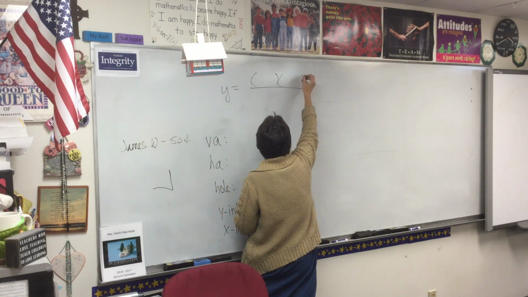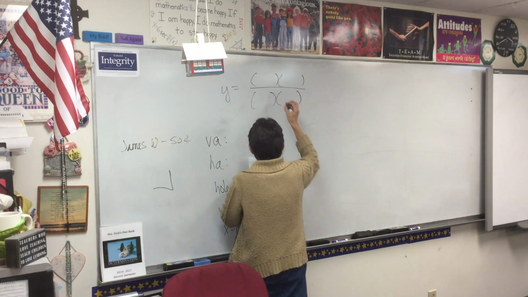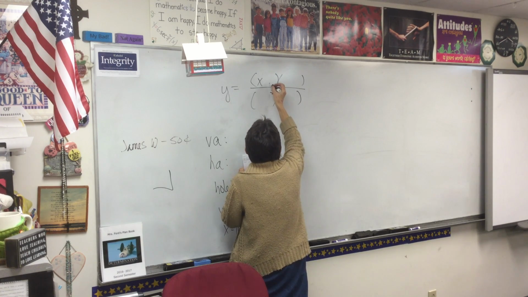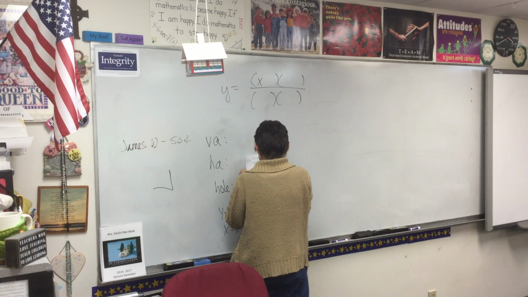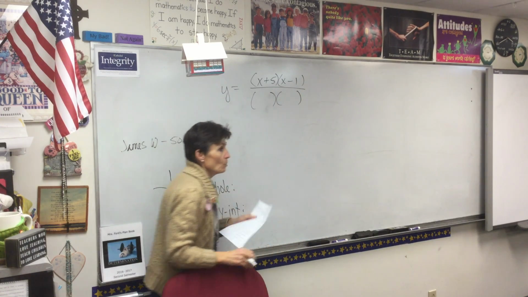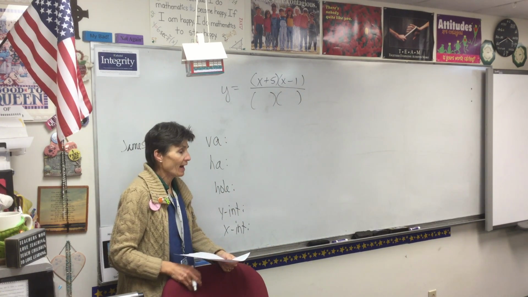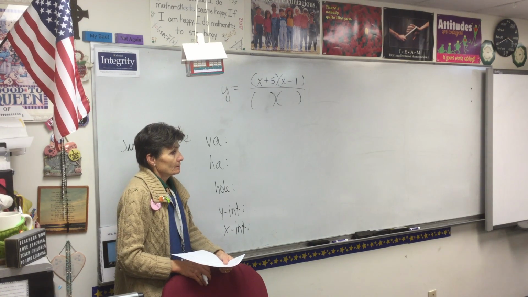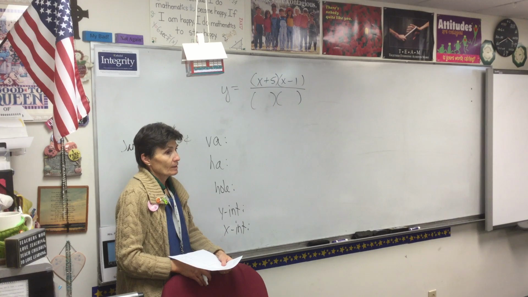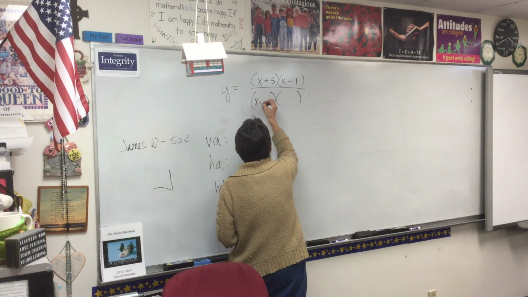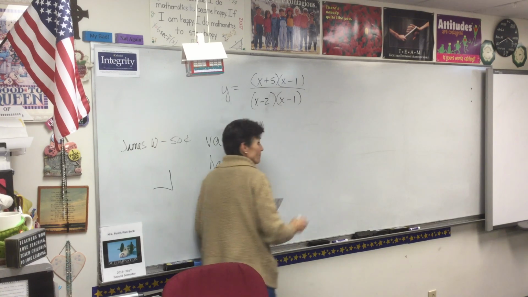How does the top factor? x minus 4, x minus 1. No. Oh wait, x minus 3. x plus 5, x minus 1. We need factors of 5. Don't they have to multiply together to be 5? All right, what about the bottom? x minus 2, x minus 1.